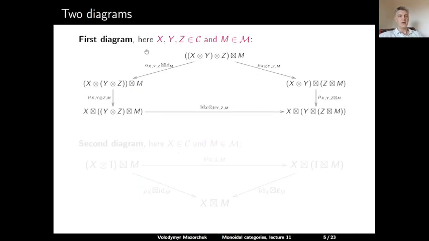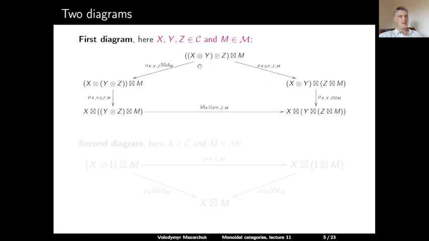So the first diagram: we take three objects x, y, and z in C, and we take an object m in M. So we can act on m by x tensor y and then tensor z. Now we can move the outer brackets using mu, and we end up with x tensor y acting on the outcome of z acting on m. And now we can again move the left bracket to the right using mu, and we get x acting on the outcome of y acting on the outcome of z acting on m. So this is one way on the diagram.